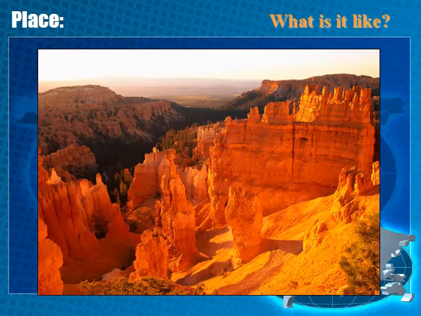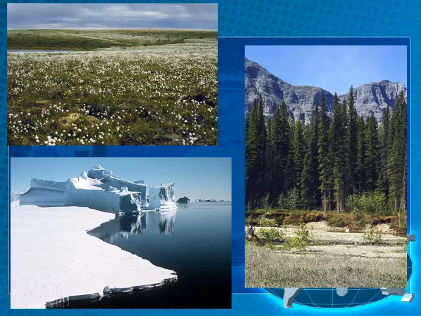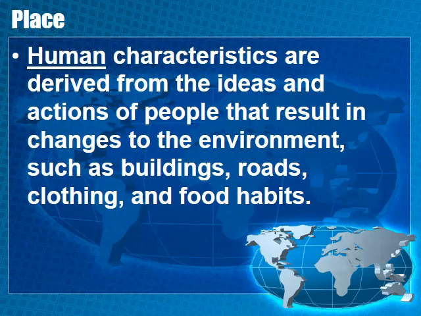In this image, we're looking at very distinct physical features, as we are here as well, and in these images as well. So you're describing physical characteristics. Another way we can describe place is by human characteristics, and these are derived from the ideas and attitudes or actions of people that result in changes to the environment, such as building roads, clothes, food habits.